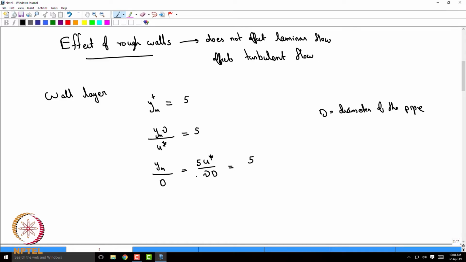So u plus is equal to y plus. Now y plus up to 5 is when you have the viscous layer. It's just that we drew it on a logarithmic axis, so the value is still 5. It's not log y plus.